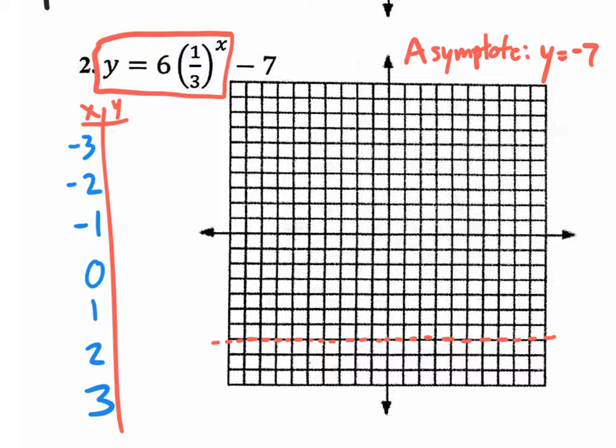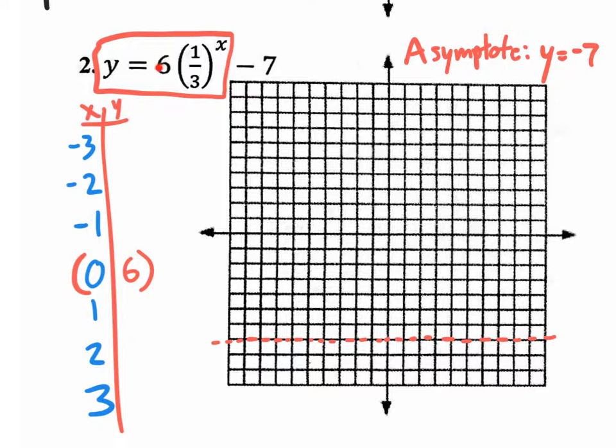What's the easiest one to plug in? 0. Plug in 0 right there. What's 1/3 to the 0 power? 1. And what's 1 times 6? 6. So the tip I gave you on the notes side was, when you plug in 0, you get out 6. And now you could plug in a 1, and then you'd get 1/3 to the 1, which is 1/3, and then 1/3 times 6, which is 2.